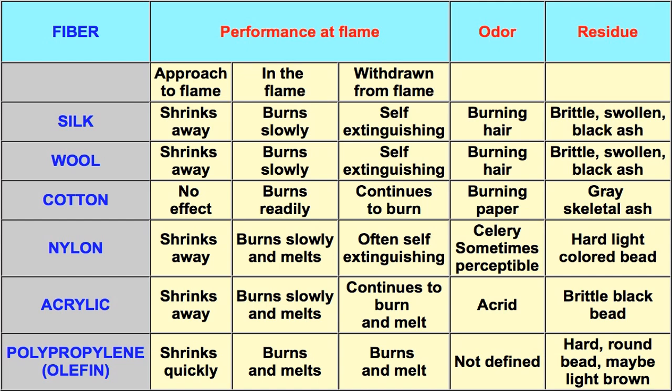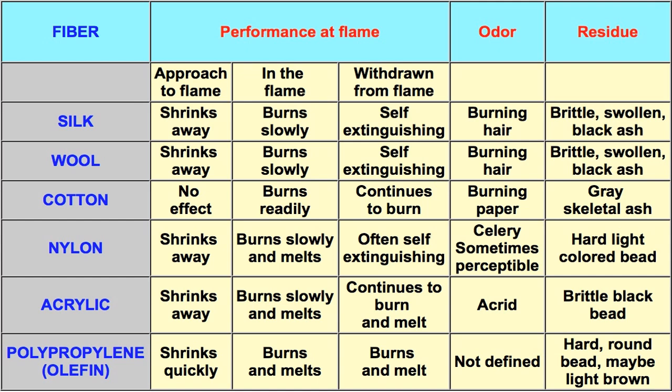Then next one is in the flame. When it is directly in the flame, in case of silk, it is burned slowly. Wool, it is burning slowly. In cotton, it burns readily. That's the main difference in case of cotton. Whereas in case of nylon, it burns slowly and melts. Not only does it burn, it will be melting. In case of acrylic, it burns slowly and melts. So both nylon and acrylic are similar. And in case of polypropylene also, it burns and melts.